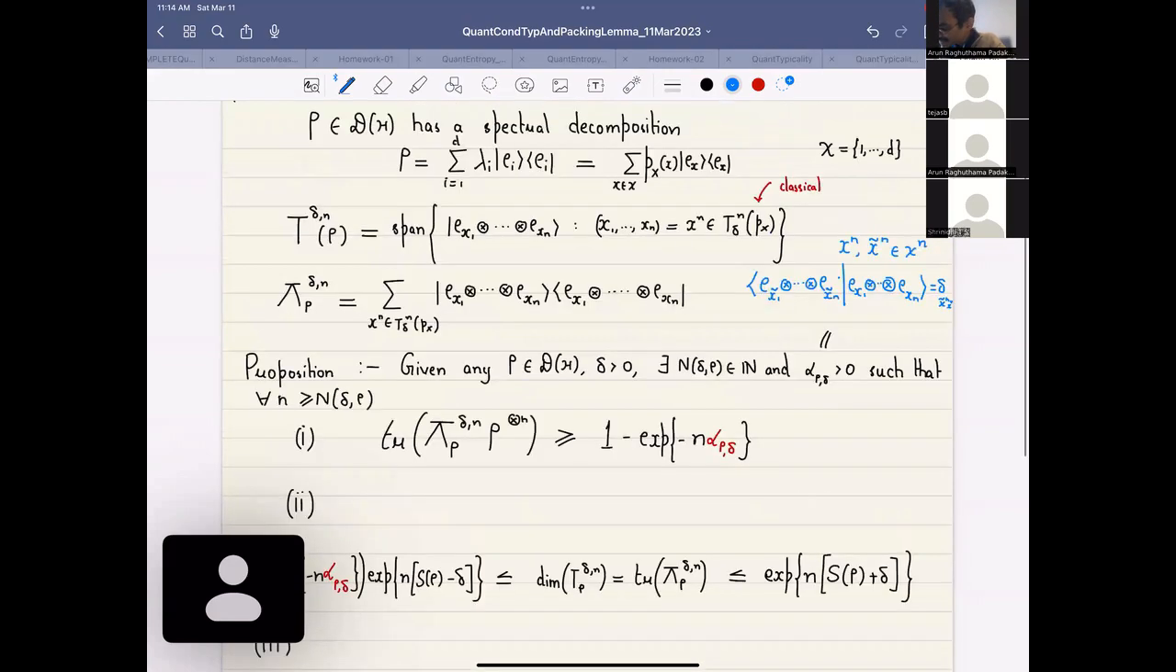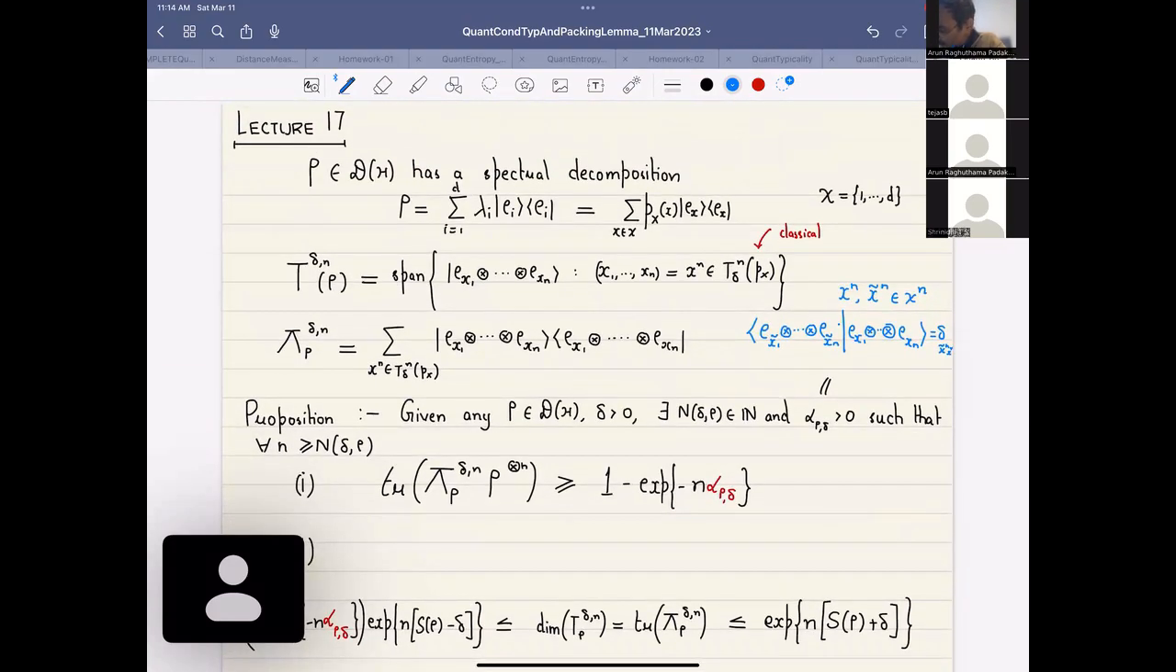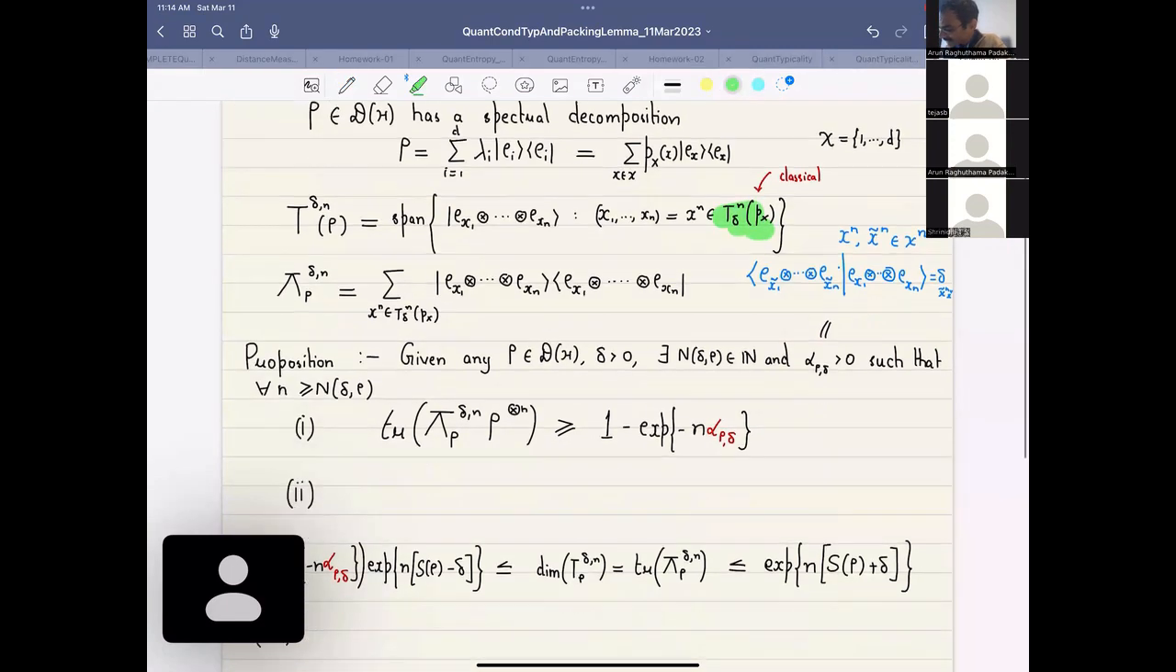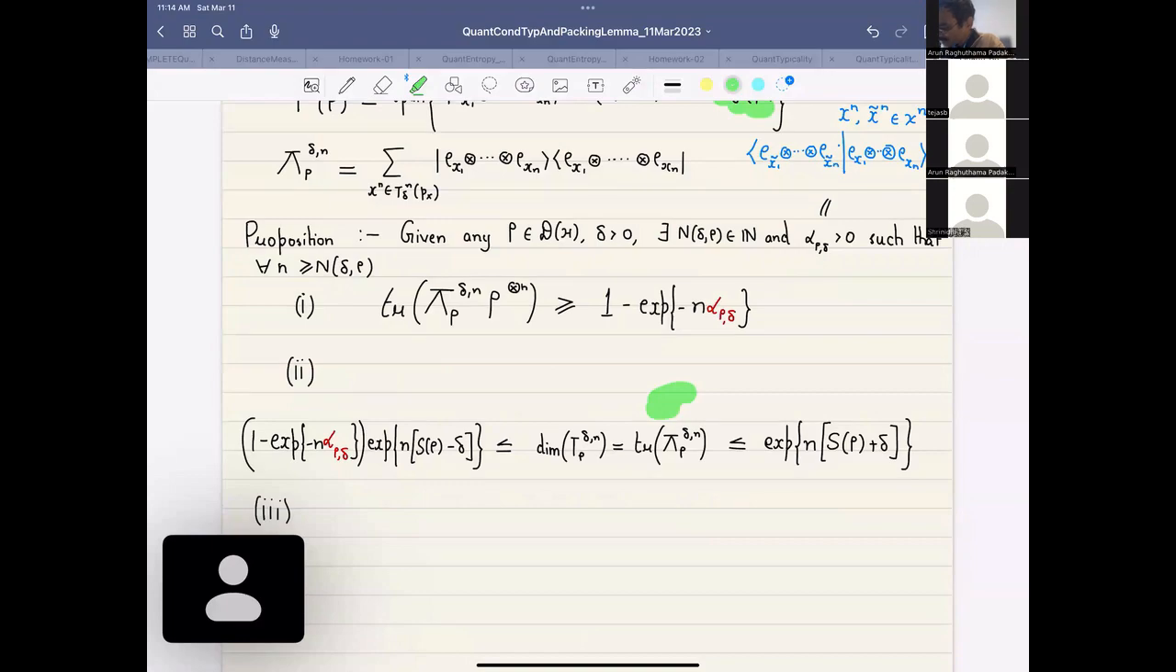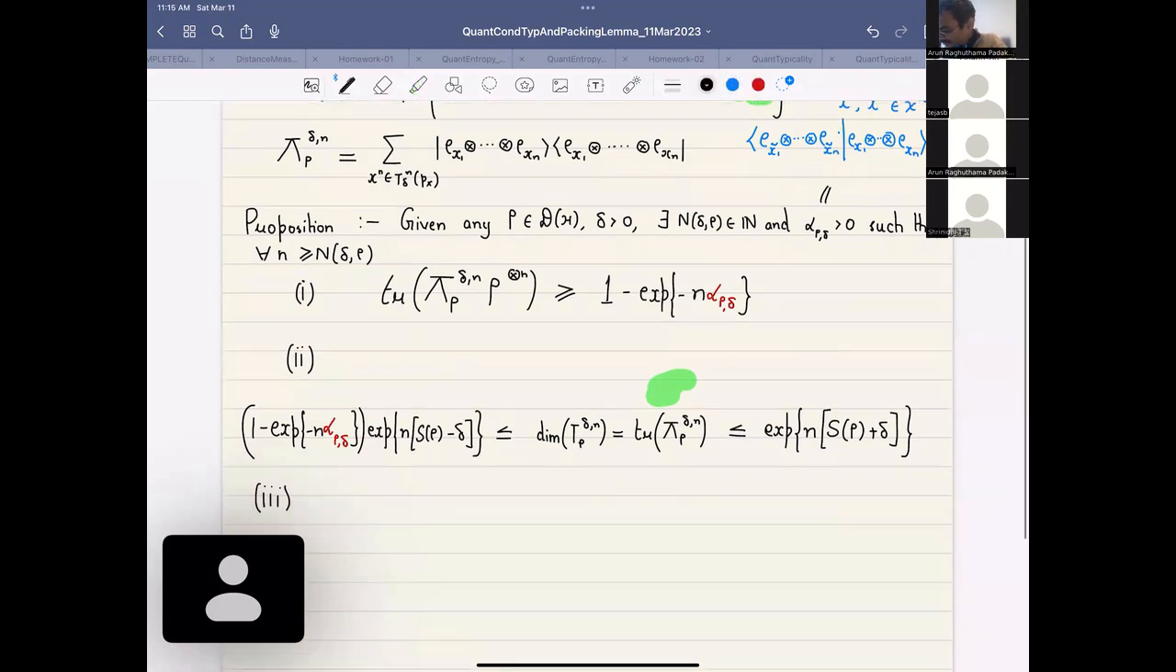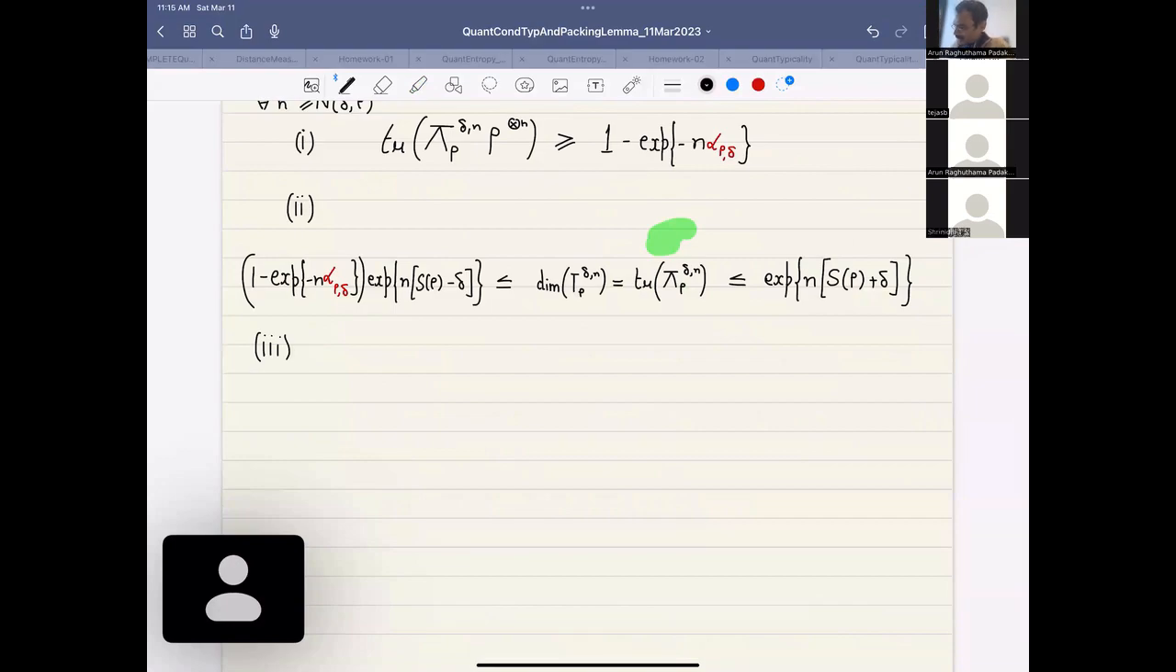So hence you're essentially just counting the number of terms inside this. That's exactly what this is. Because of spectral decomposition, the entropy of px is the same as the von Neumann entropy of rho. You agree? Yeah. Okay, great.